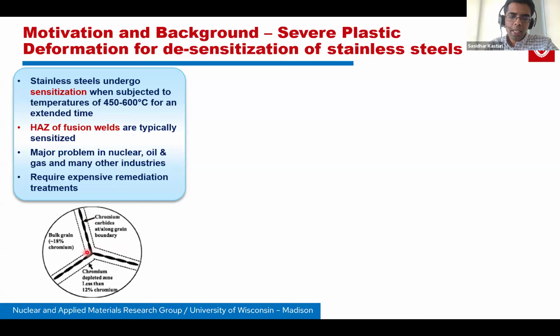Typically it goes below the critical amount of chromium that's needed for passivation. For corrosion resistance, you need to form a passive oxide film, a very thin passive oxide film, on stainless steel surfaces. And that stable passive film requires at least 12% of chromium to be in solid solution. As a consequence of this carbide precipitation, this solid solution chromium content goes down below that threshold. And that gives rise to intergranular corrosion. And it's a problem in several applications.